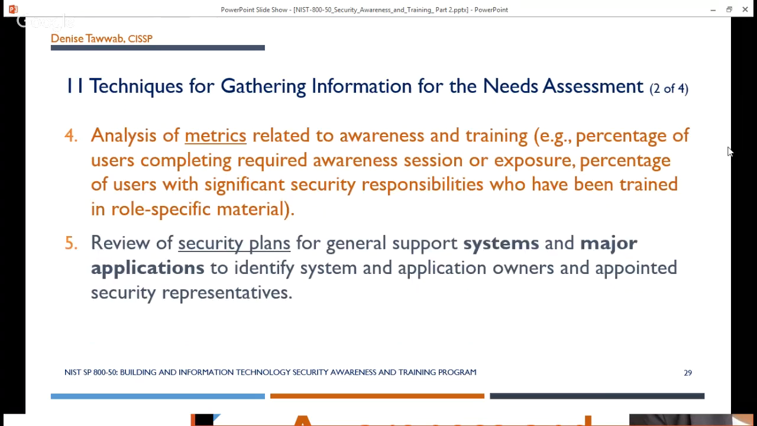Four, you can look at the metrics related to awareness and training. For example, the percent of users who completed a required awareness session or exposure, and the percentage of users with significant security responsibilities who have been trained in role-specific material. Five, you can review system security plans for general support systems and for major applications to identify system and application owners and appointed security representatives. In that way, you're getting the lay of the security land.